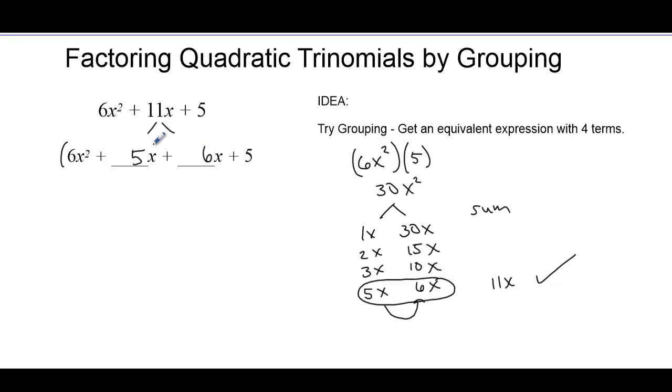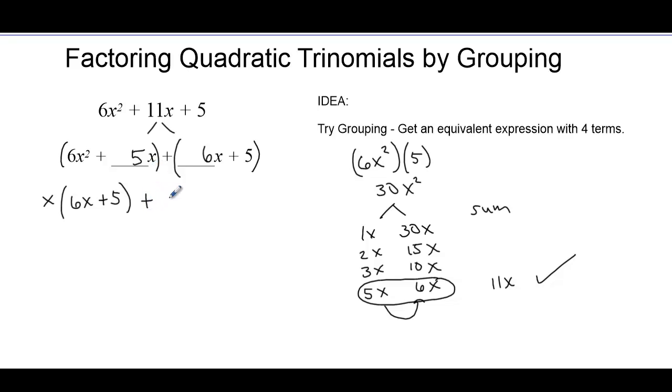Let's group the first two terms and the last two terms. And look at our first two terms. What's the greatest common factor they have? They both have a factor of x, so I'll pull that out. And on the first term, I have a 6x left, and on the second, a 5. So you can check, if I redistribute that, I'll get my 6x squared plus 5x back.